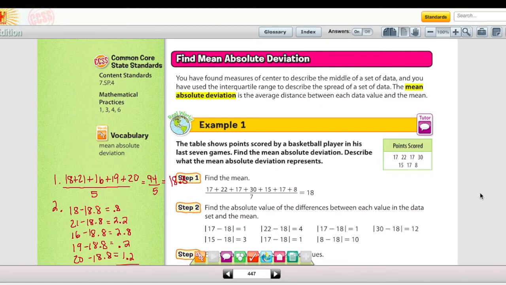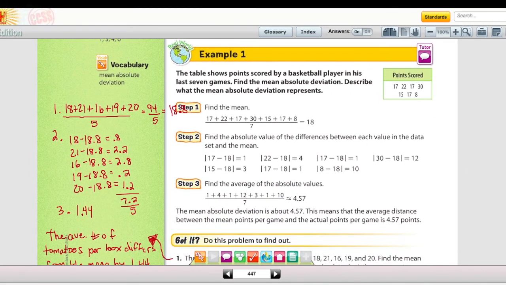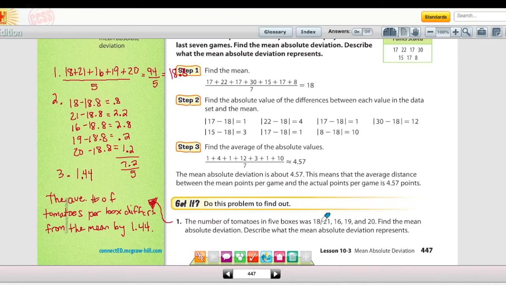Example 1 shows you a step-by-step process, and you might need to watch this first and listen and then go back and re-watch and write it down. Or if you want to do it along with me, you can. Just know that there are several steps, and it's going to be important that you understand how to do this process. Step number 1 when finding the mean absolute deviation is to find the mean.